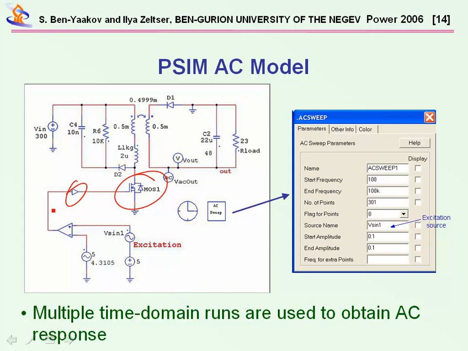Here we are showing an AC analysis, but again, the AC analysis here is done by injecting a small signal in the time domain and looking at how it produces an output in the time domain at the output terminal, and the ratio between the output and the input will be the transfer function.